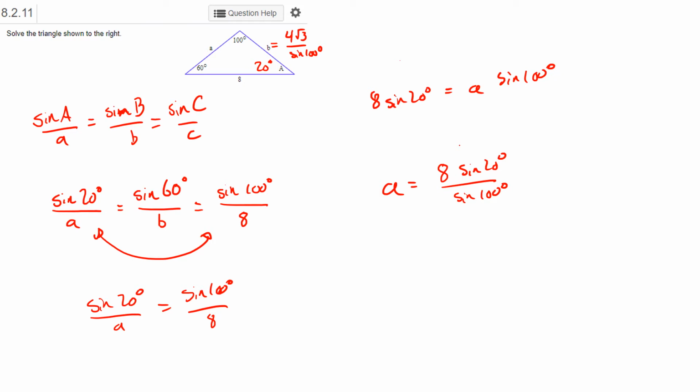Sine of 20 degrees is just a number, and sine of 100 degrees is just a number. This is really not simplifiable. You could plug this into a calculator and get an approximation, but as always, I'm not terribly interested in doing that. So this is 8 times the sine of 20 degrees over the sine of 100 degrees.